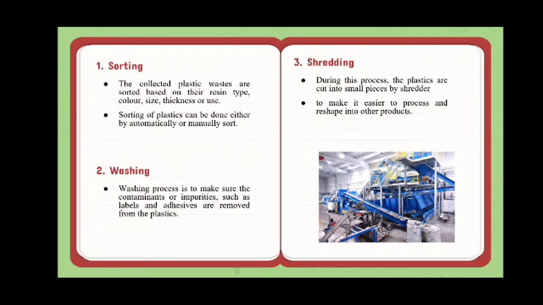So the first step is sorting. In the sorting process, the collected plastic waste is sorted based on its resin type, color, size, thickness, or use. Sorting of plastic can be done either by using a machine or manually. For the second step, washing is the process to get rid of contaminants or impurities such as labels and adhesive from the plastic. For the third step, shredding, the plastic is cut into small pieces by a shredder to make it easier to process and reshape into other products.